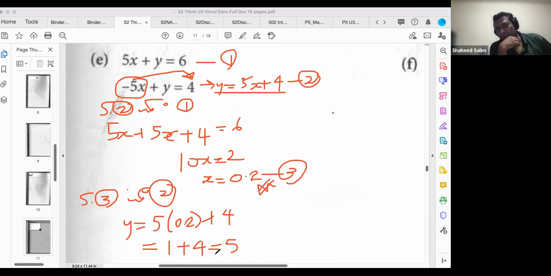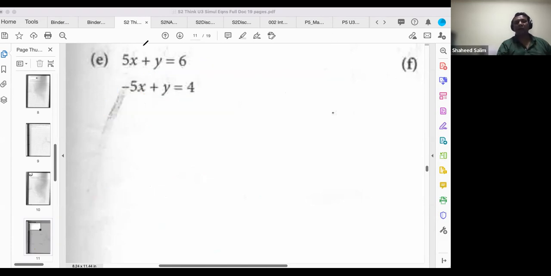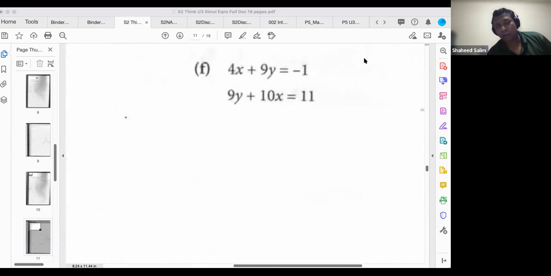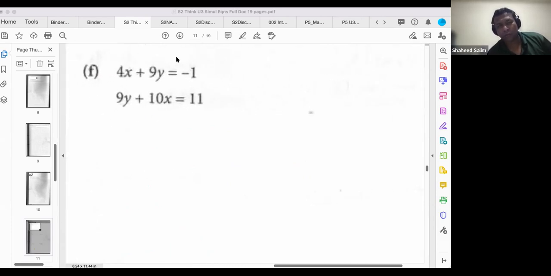Okay, we try one more question. You're getting it right. I think this is the most difficult topic in Sec 2, because it's very confusing. Never mind. This first lesson you get it roughly, Alhamdulillah. Okay, you try F now.